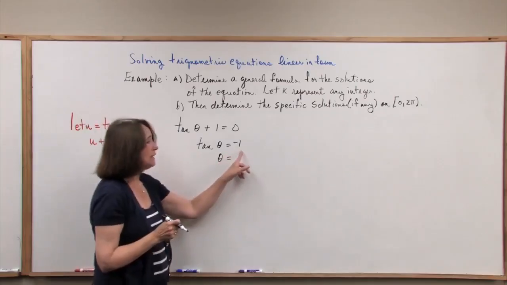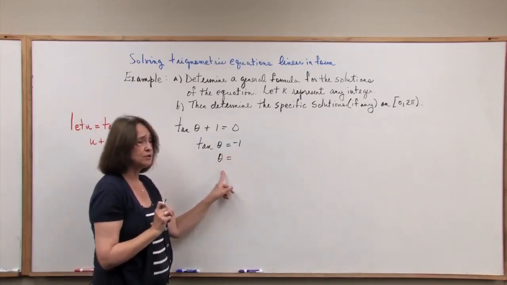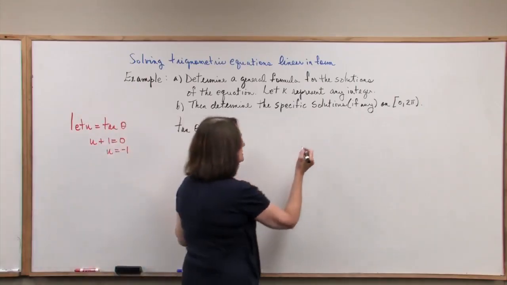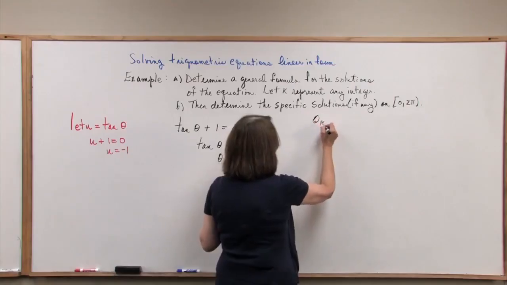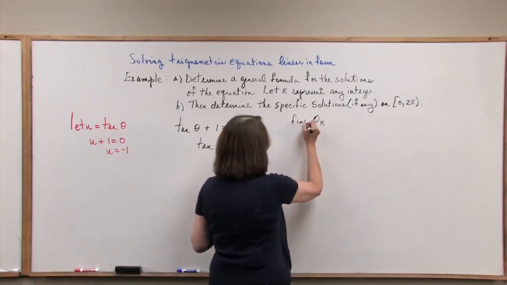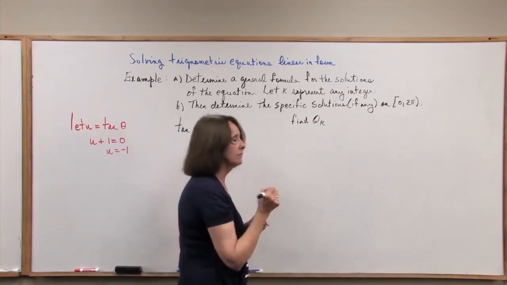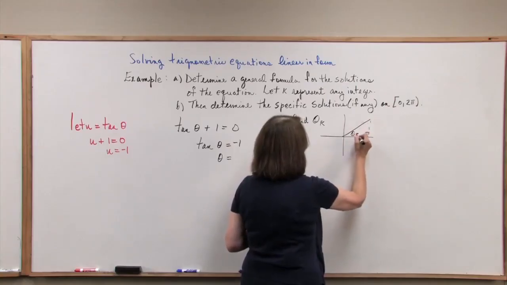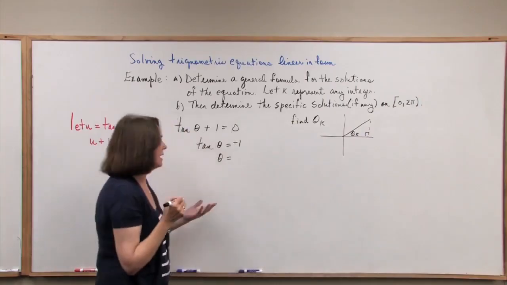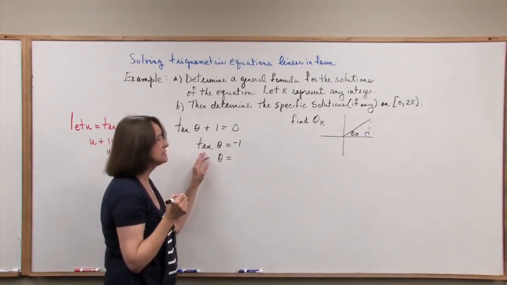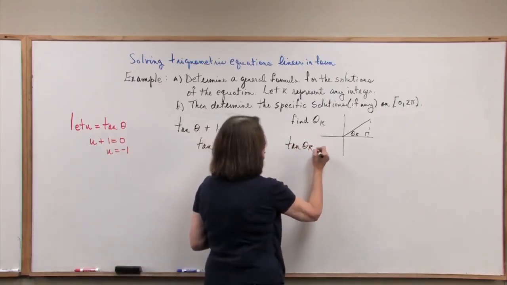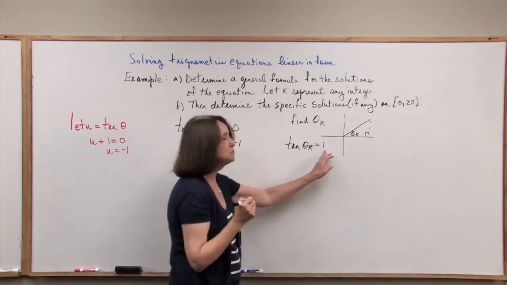The ratio is negative, but to work this problem, we're going to first find the reference angle. So let's come over here to the side and find theta r. In our right triangle, we're going to set up, tangent is the ratio, let's rewrite that here. Tangent of theta bar equals positive 1.